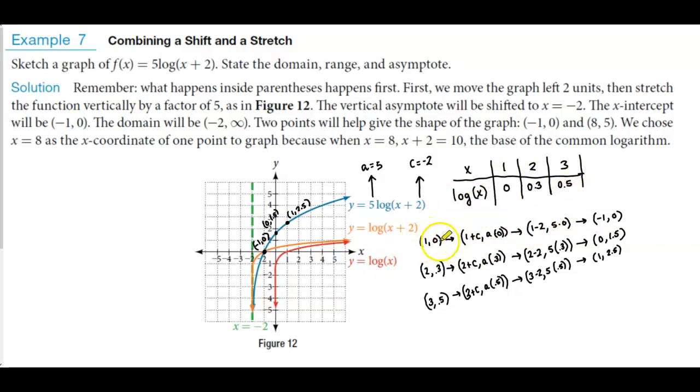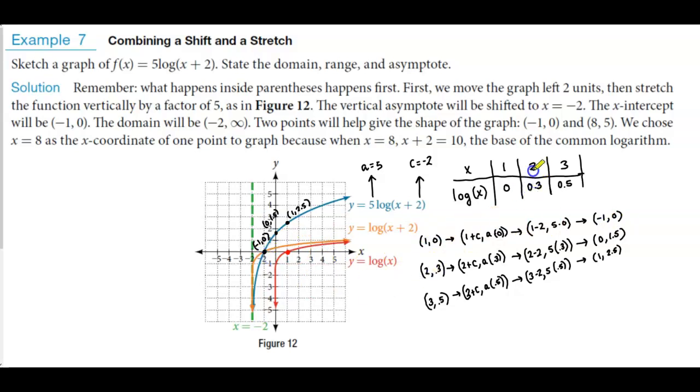If we take a look at the original point, which is (1, 0), what we're going to do is add c to the x-coordinate and then multiply a by the y-coordinate. So we're going to have 1 minus 2, and 5 times 0, which leaves us with (-1, 0). And if you notice here, we're going to plot that point. There is (-1, 0) on the new graph.